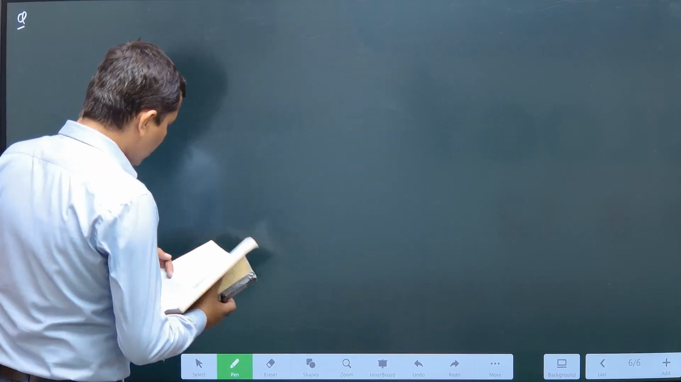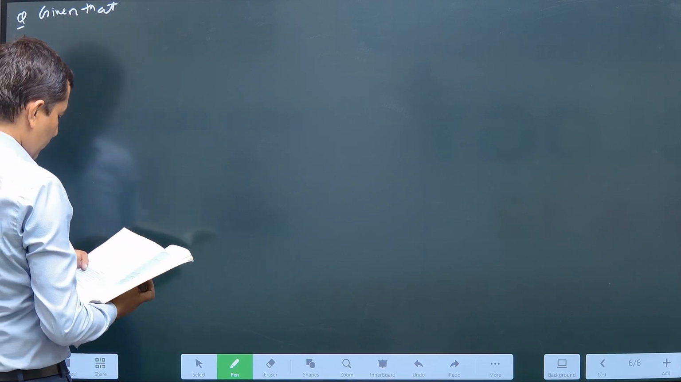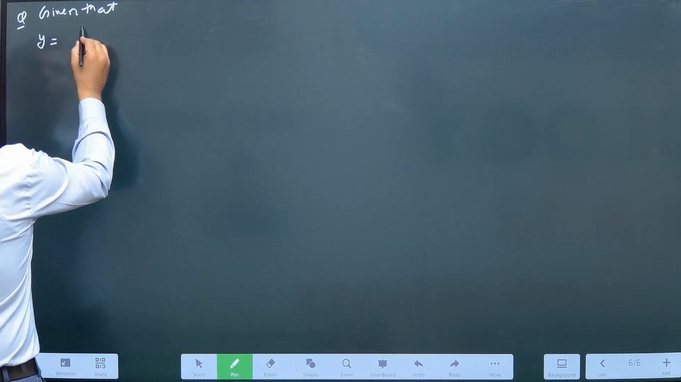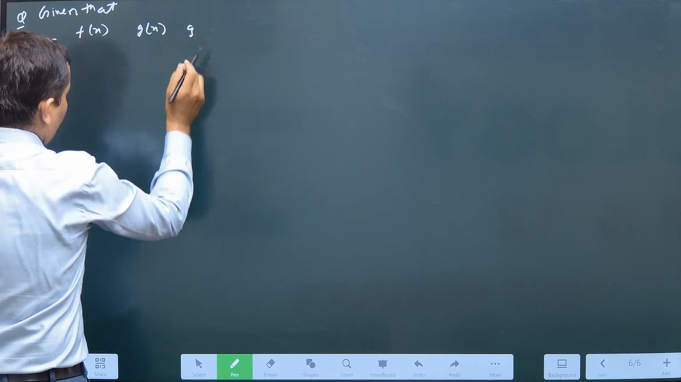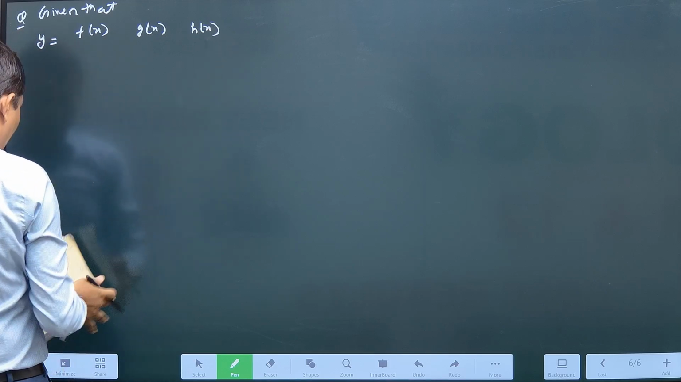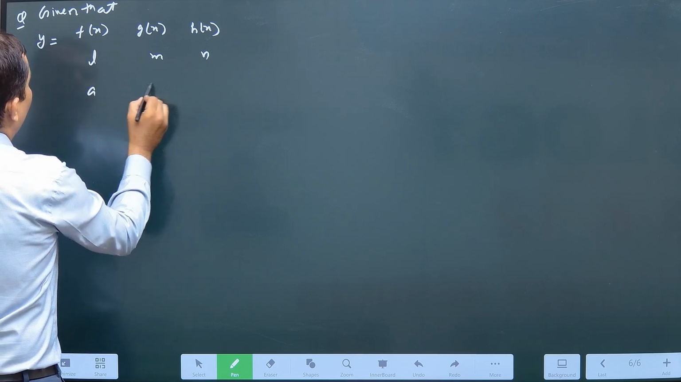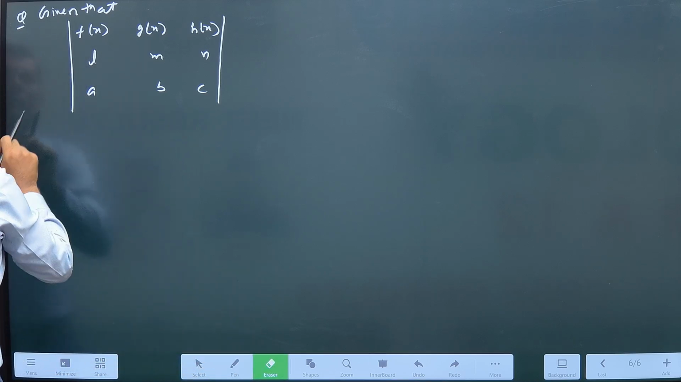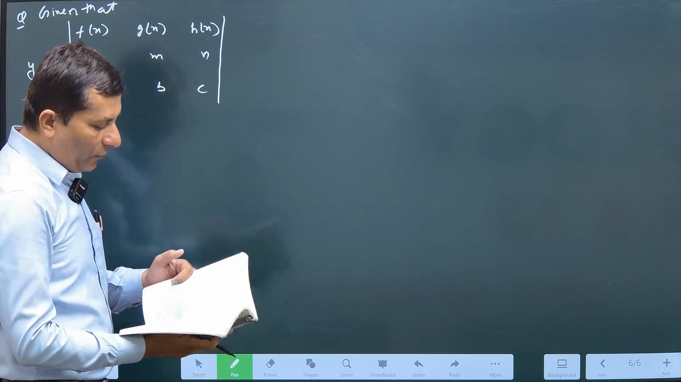Here, write down here, given that y is equal to determinant of f(x), g(x), h(x), L, M, N, then A, B, C. It is your y. It is in a determinant form.